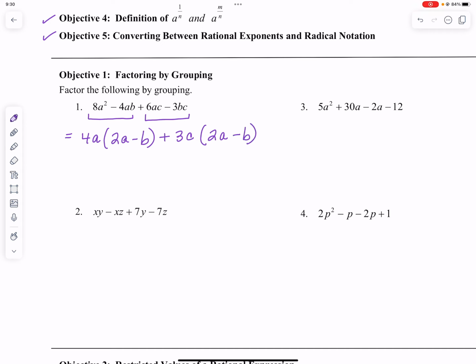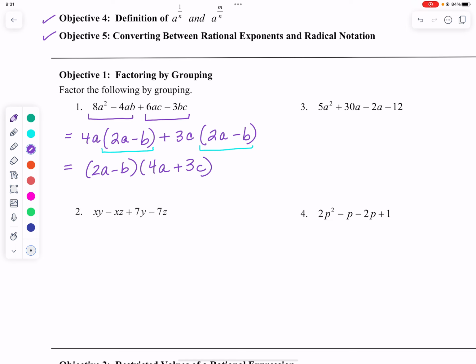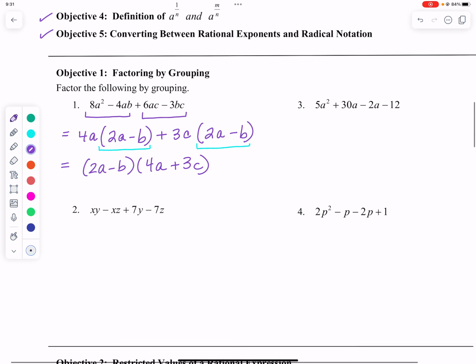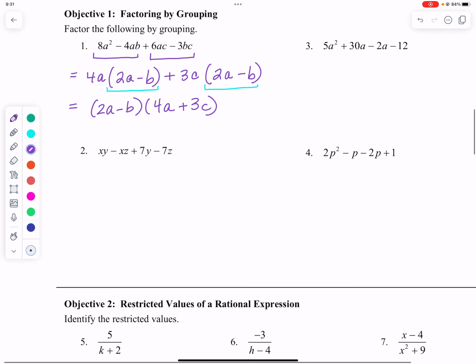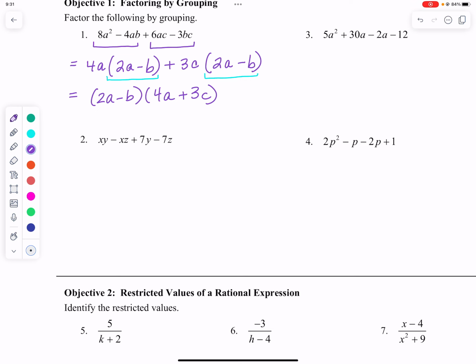Now, what do you notice? You should notice that we have a common factor between these two terms. So if we would factor that out of both of those two terms, we would be left with 4a plus 3c. And that is how we factor by grouping. Let's go ahead and take a look at number 2.